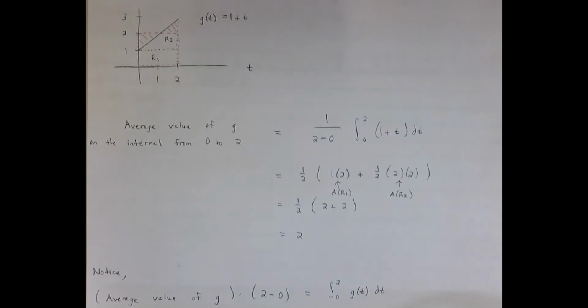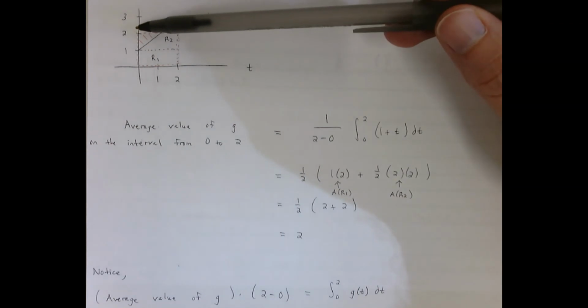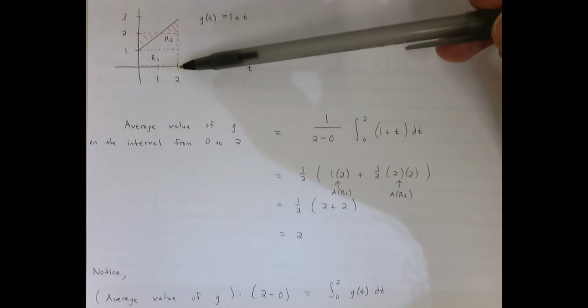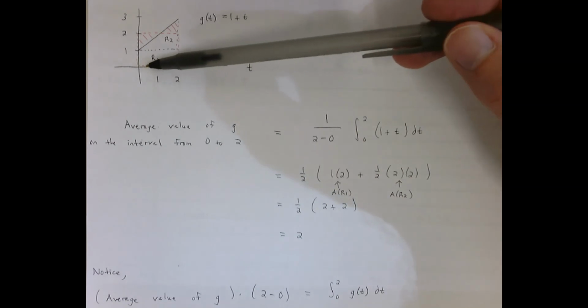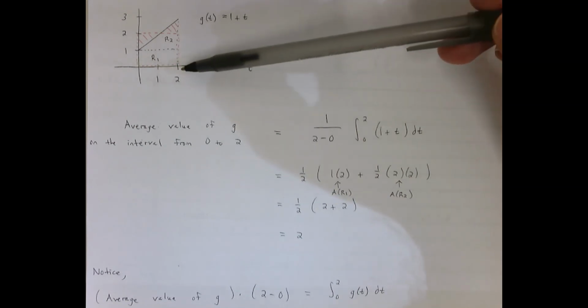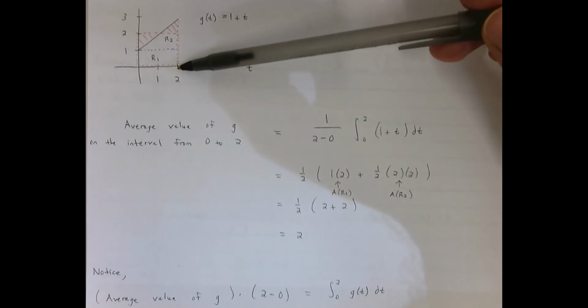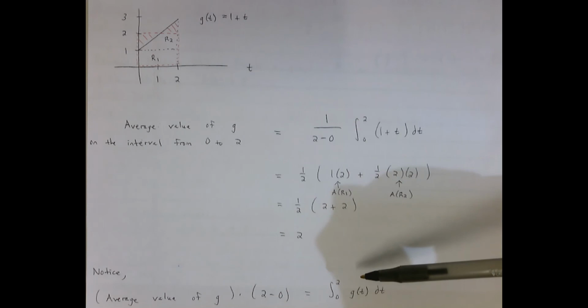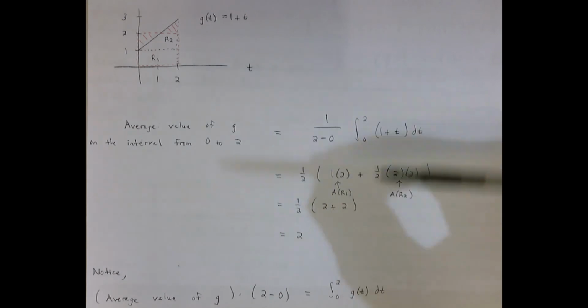So we could think of this as the area of the rectangle whose height is the average value of g. So average value of g is 2. So I'm drawing this rectangle in red of height 2. And the base is the length of the interval, 2. The area of this rectangle should be the same as the area under the curve.